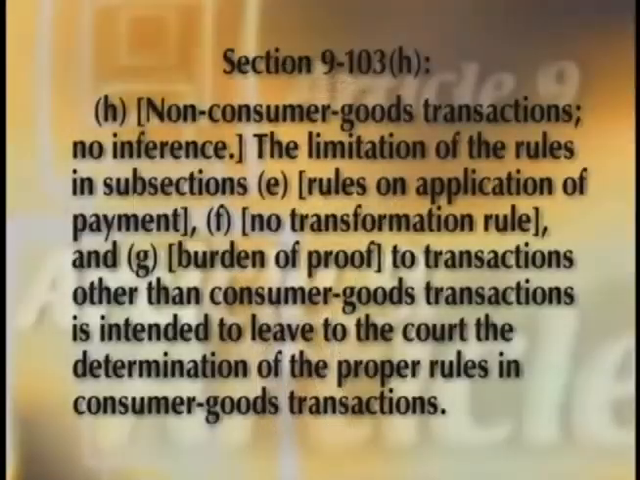Now, two examples I want to talk of, and we'll put some slides up. First is in the definition of a purchase money security interest, important in bankruptcy for 522F purposes. There are extensive rules in 9103 for when a purchase money interest can be transformed, when it has dual status. If you take a look on the screen, 9103H says as follows, after all these rules have been delineated, 9103A through G. It says, the limitation of the rules in subsections E, F, and G to transactions other than consumer goods transactions is intended to leave to the court the determination of the proper rules in consumer goods transactions.